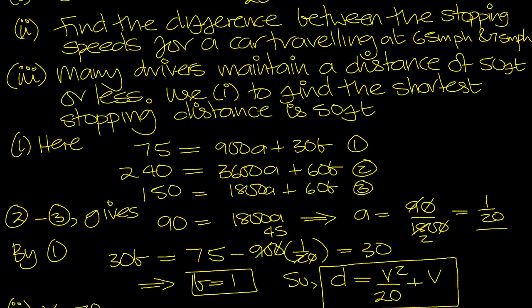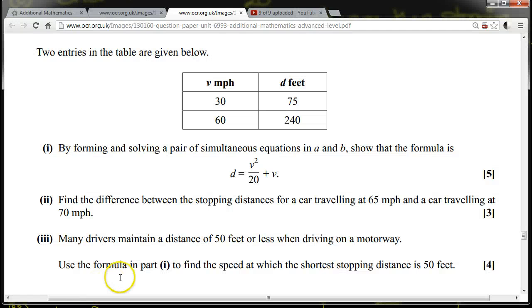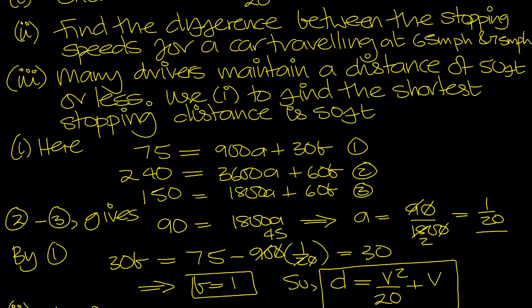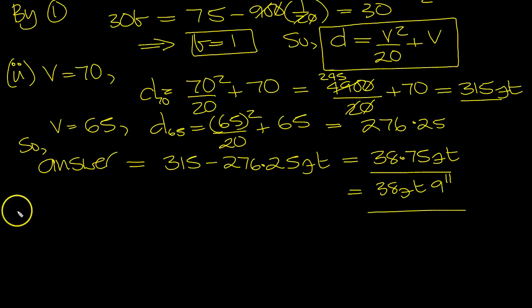Part 2. Part 3. Many drivers maintain a distance of 50 feet or less. Use part 1 to find the speed at which the shortest stopping distance is 50 feet. Let me just read out. Find the speed at which the shortest stopping distance is 50. When the shortest stopping distance is 50 foot. So let's put that in then. So part 3.